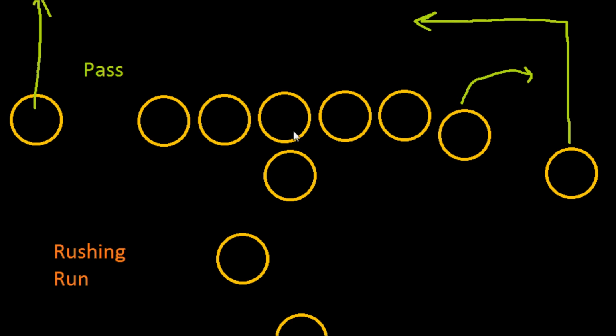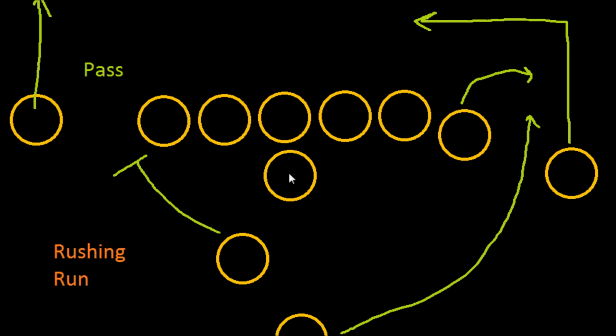And so all these things are happening at the same time, and this all starts when the center snaps the ball to the quarterback. That's when the play starts. That's when all these guys will start running. Maybe the running back is even involved in the play. He can go out and try to receive a pass too, or they can block as well.